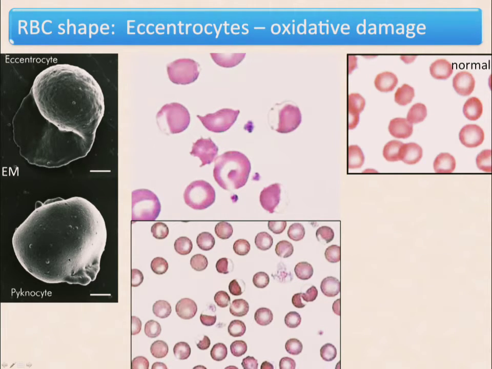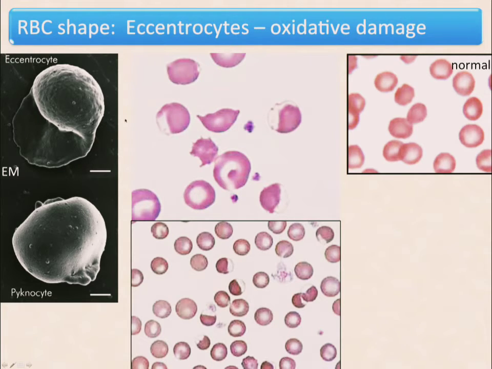And here it is in the EM, and in this image, this is the pycnocyte here. For quizzing purposes, I would never put an arrow on a pycnocyte and ask you to just ID it cold. I would, however, expect you to recognize the words eccentrocyte and pycnocyte together. If I wrote on a test that the dog has eccentrocytes and pycnocytes, I would hope that you would know that means the dog has oxidative damage to his red cells. I will not ask you to ID pycnocytes cold.